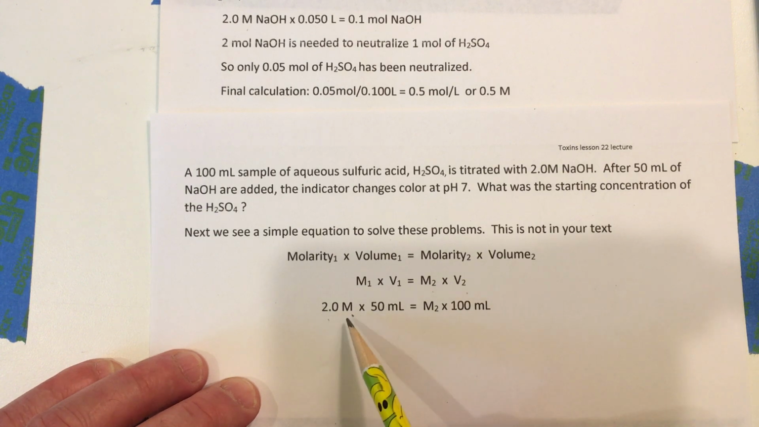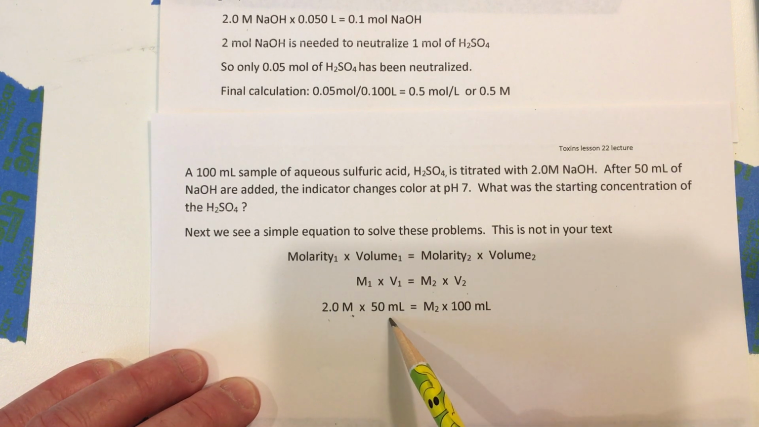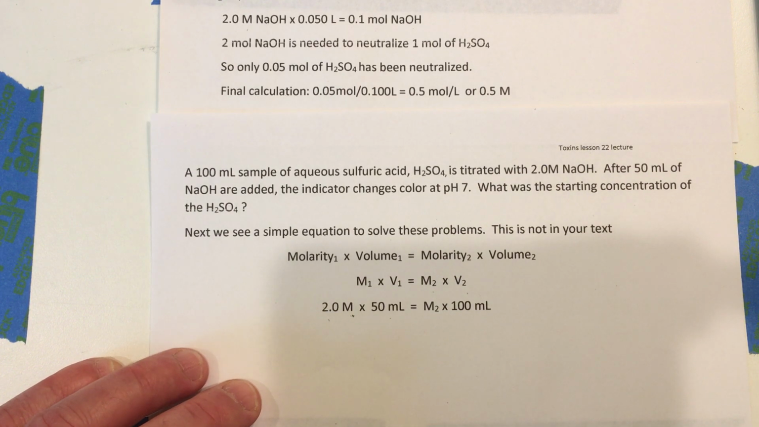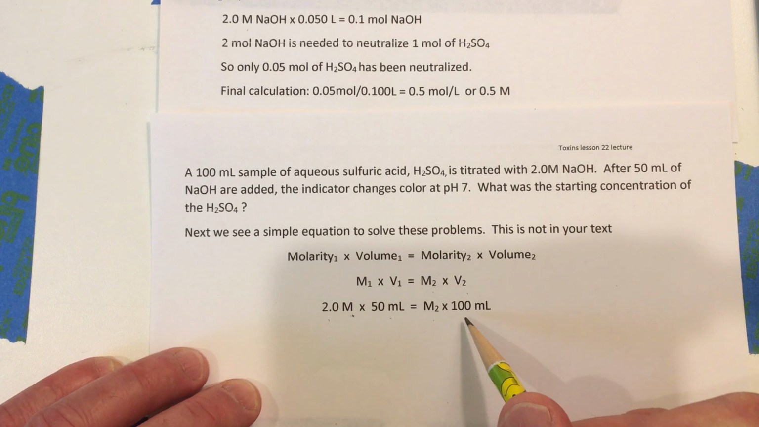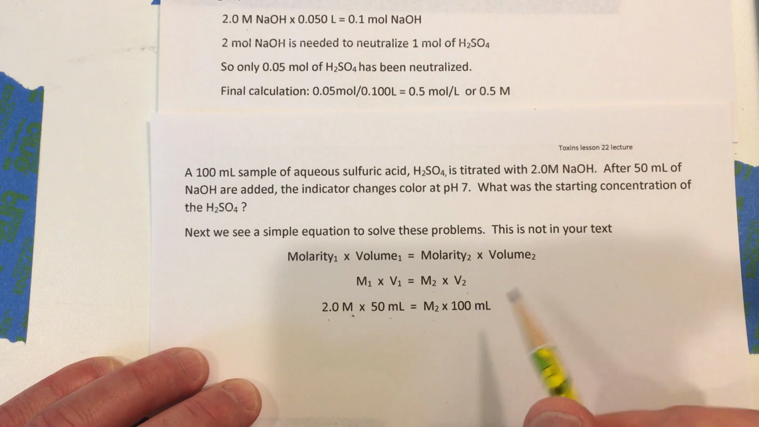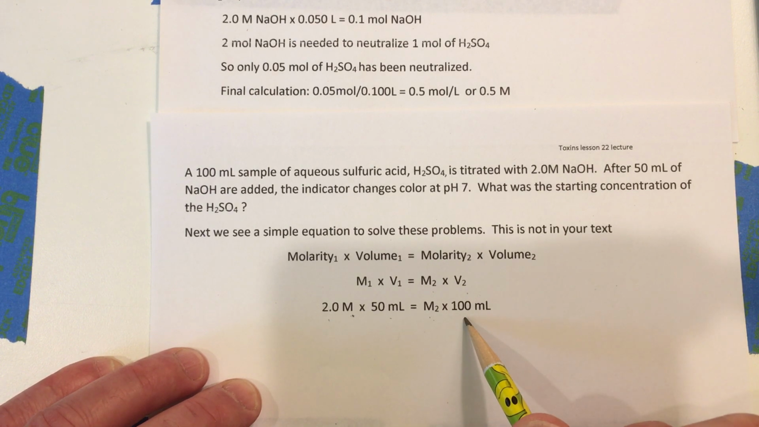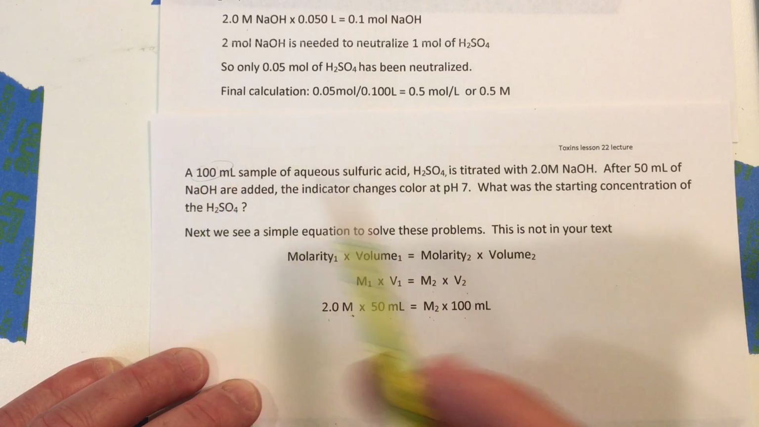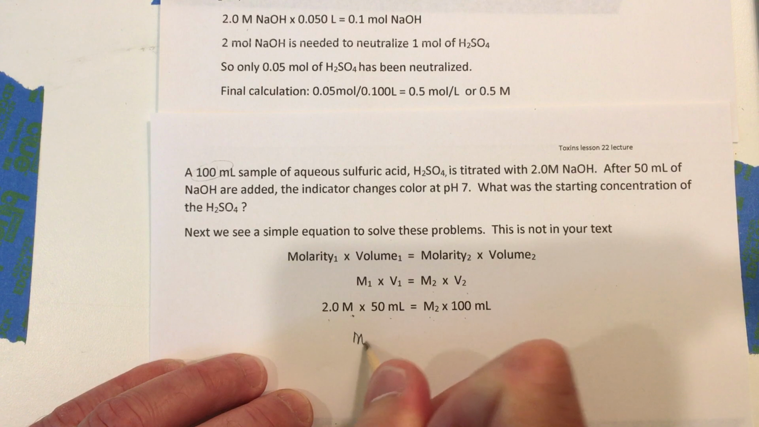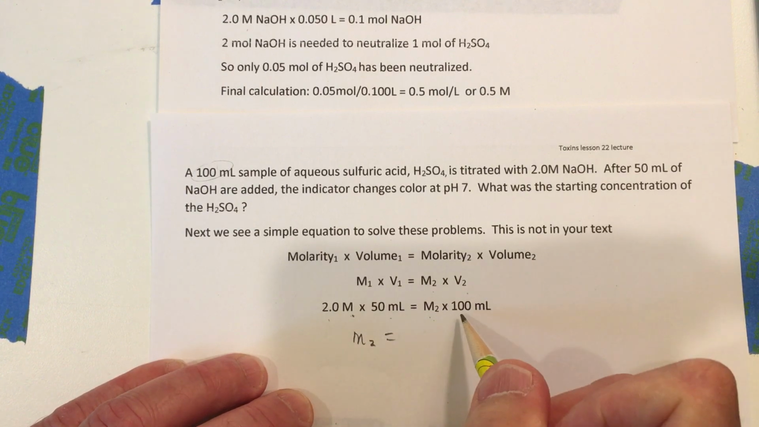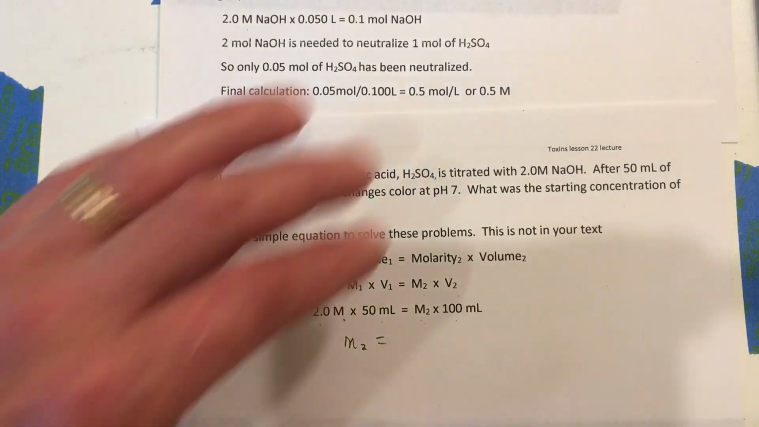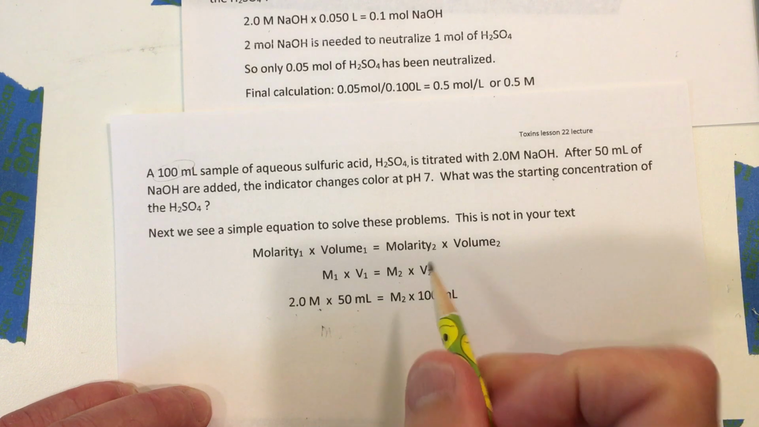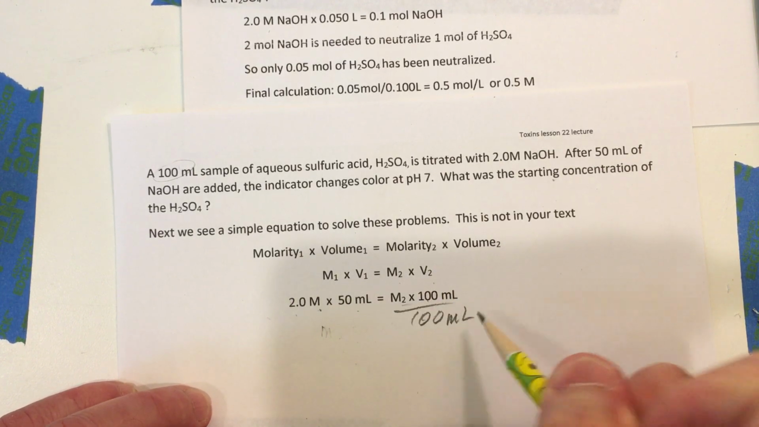M1 is the molarity of the sodium hydroxide, times its volume, 50 milliliters. And notice I don't have to change it to liters, so that's a nice thing about this equation. I can just leave it as milliliters. That equals M2 times the volume of the acid. So we want to know the concentration of the acid. Here's the volume of the acid, 100 milliliters. And so we want to find M2. M2 then equals, we're going to have to divide both sides by 100 milliliters to get our M2.